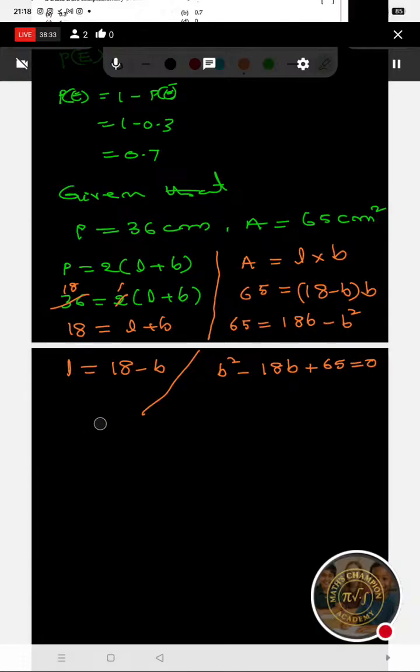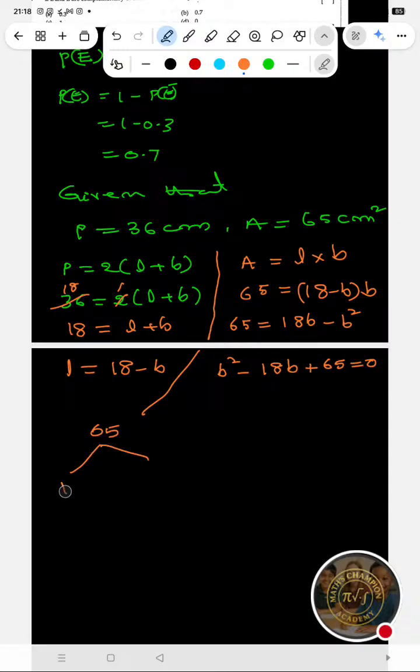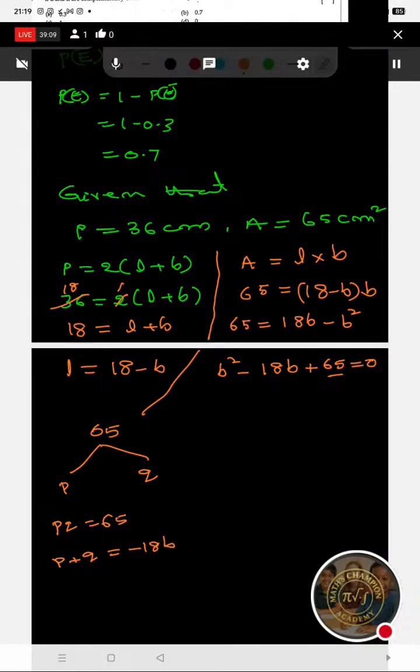Now 65, how will you write 65? You have to divide it into two parts, P and Q. When you multiply them, you should get 65, PQ. When you add them, P plus Q, you have to get minus 18B. This is the concept here.